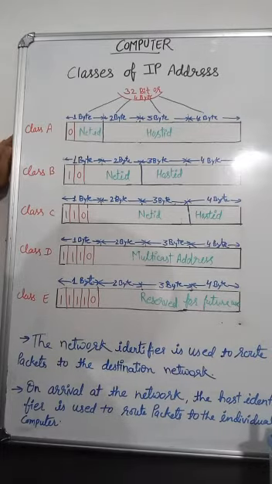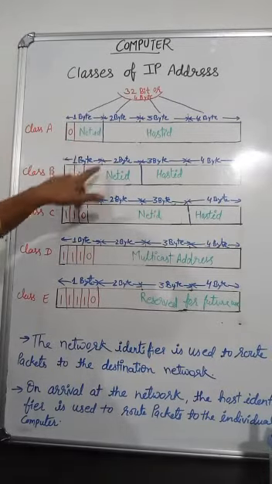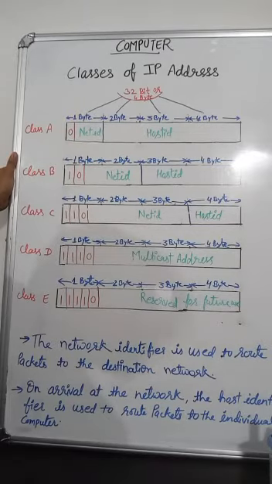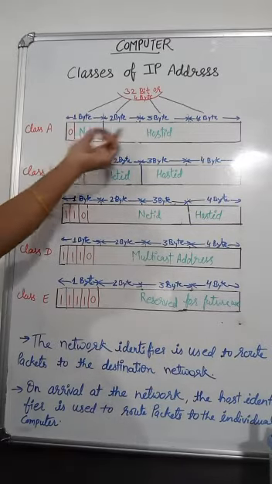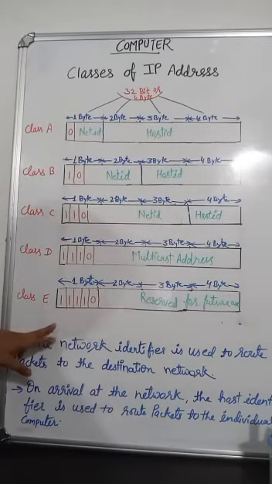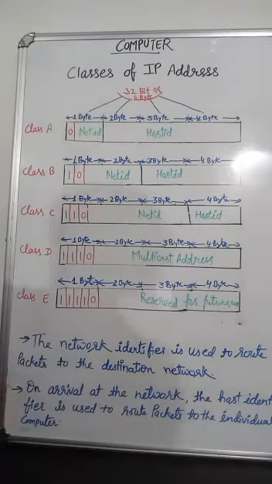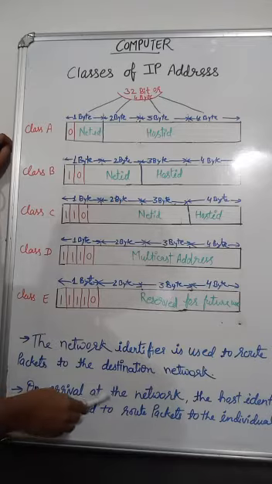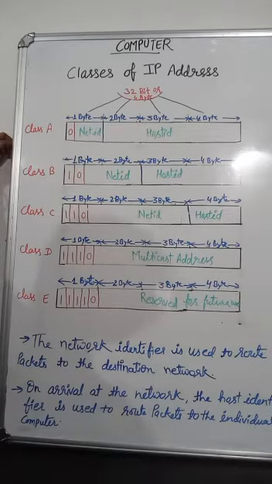Different classes of IP addresses are achieved by splitting the octets into two parts: the network identifier and the host identifier. The network identifier is used to route packets to the destination network, and on arrival at the network, the host identifier is used to route packets to the individual computer.